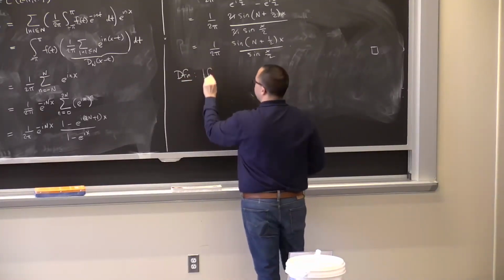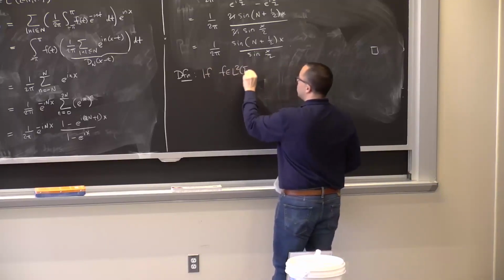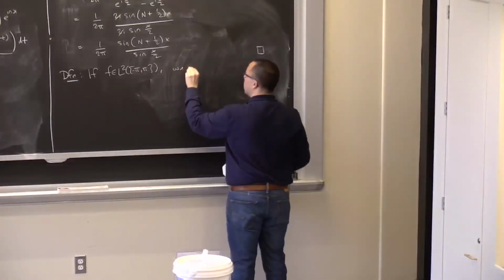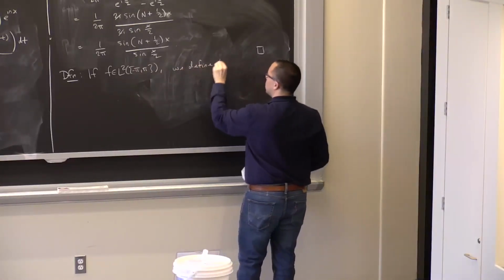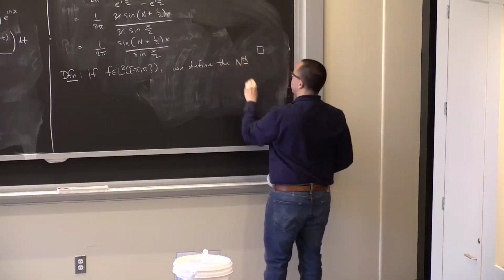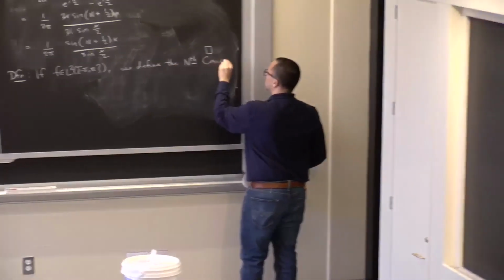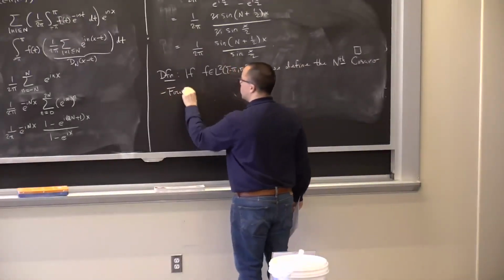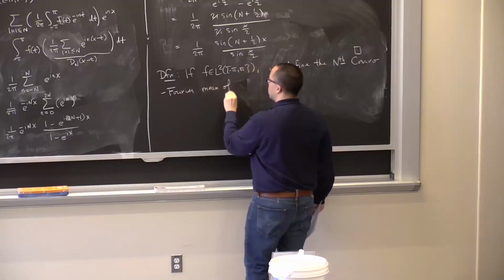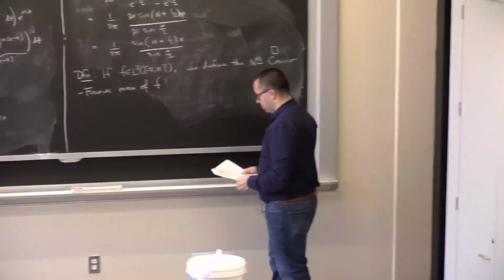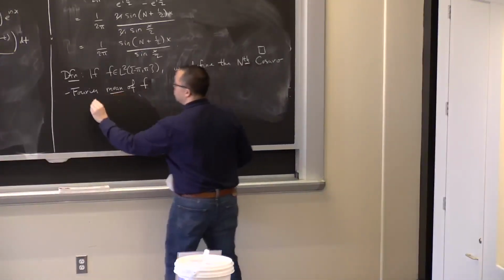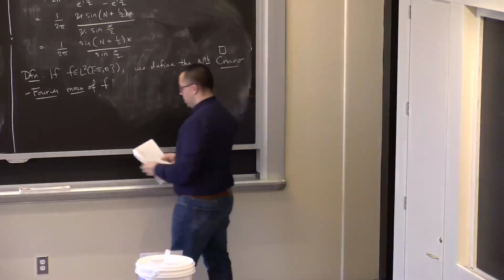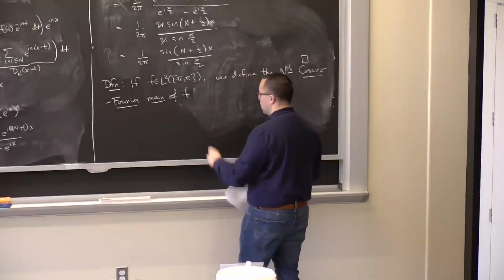So if f is in L2 of minus pi to pi, we define the Nth Cesàro-Fourier mean of f. So this is the new bit of terminology, to be the average of the partial sums of f.